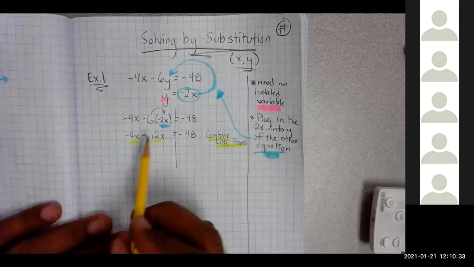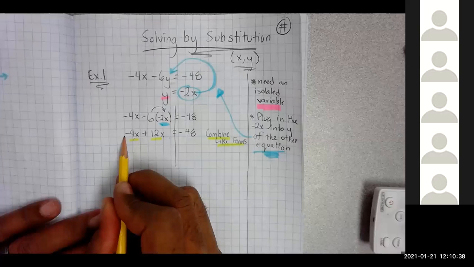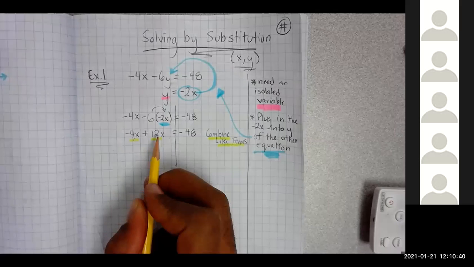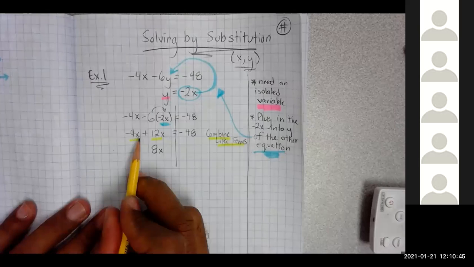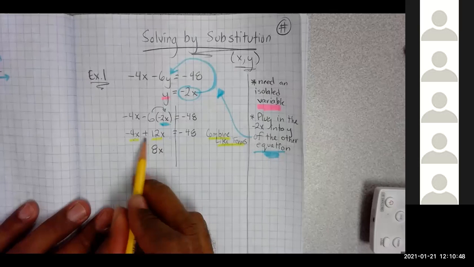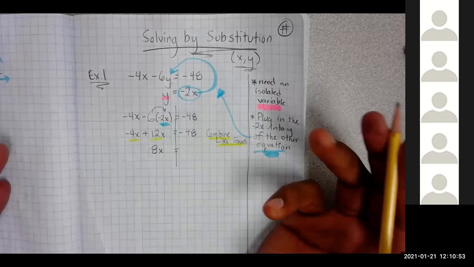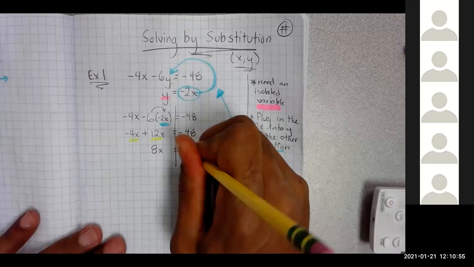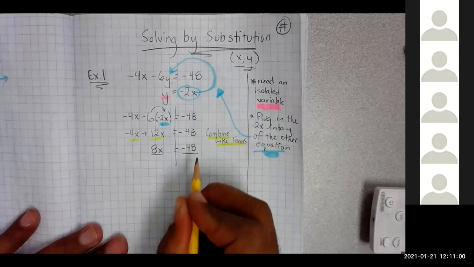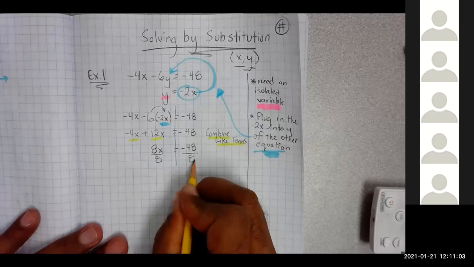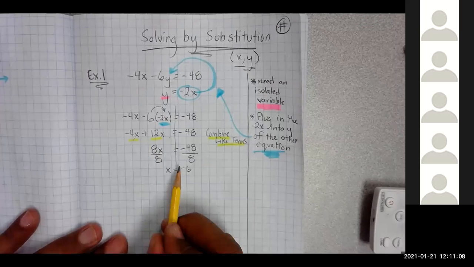So now negative 4x plus 12x. Well, I've got different signs. One's negative, one's positive, so I'm going to subtract them. I'll do 12 minus 4. It's 8x. And I pay attention to what's the bigger number. Well, 12 is the bigger number, so I know it's positive 8x. You can always use a calculator if you want to. Bring down the negative 48. Now we're going to divide, and x equals negative 6, because negative divided by positive is negative. Okay, so now we're good.